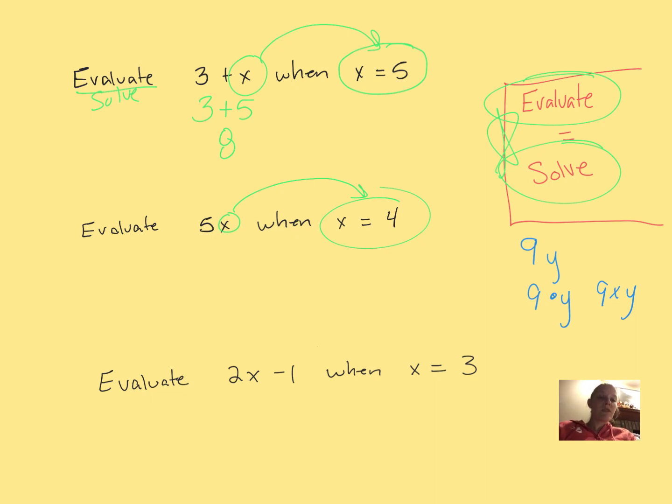So in this example, it's really saying 5 times x. But again, we know that x is 4 in this case, so really it's 5 times 4, which is 20.